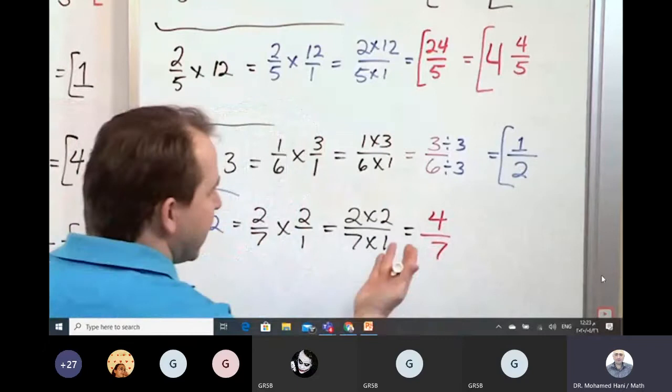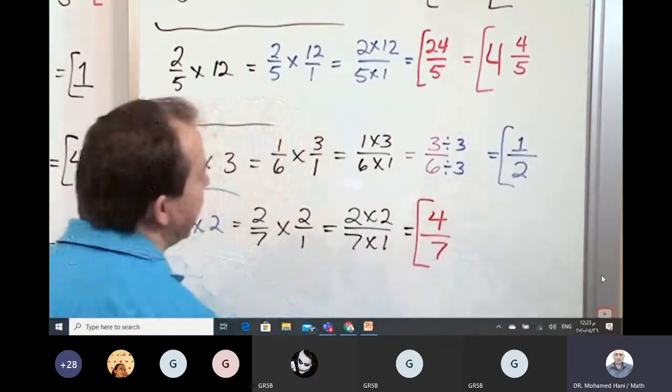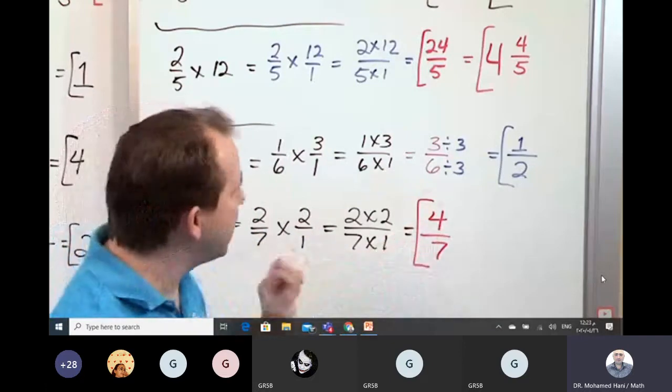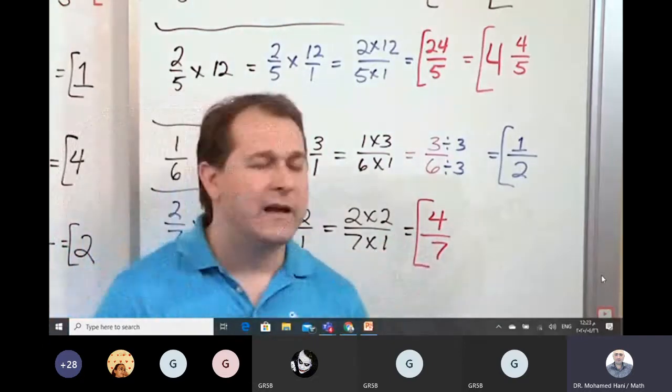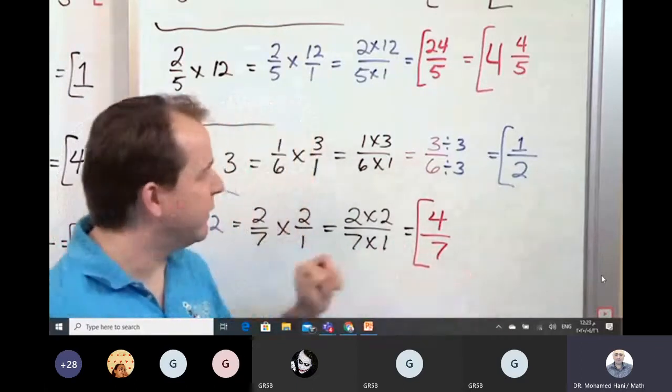And so you look at this and you say, can I simplify it anymore? And the answer is you really cannot. 4/7 is the final answer. I cannot divide top and bottom by anything to simplify that. It's also not improper, so I can't really do anything with that. So this is the final answer.